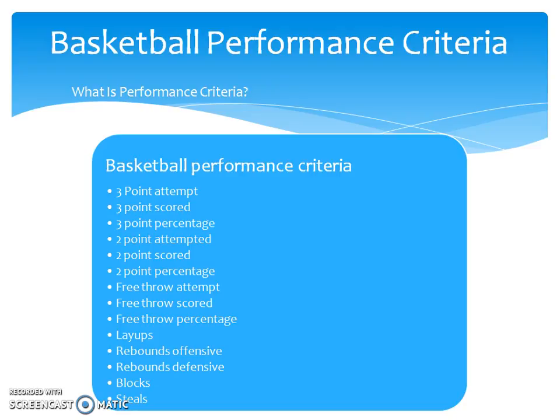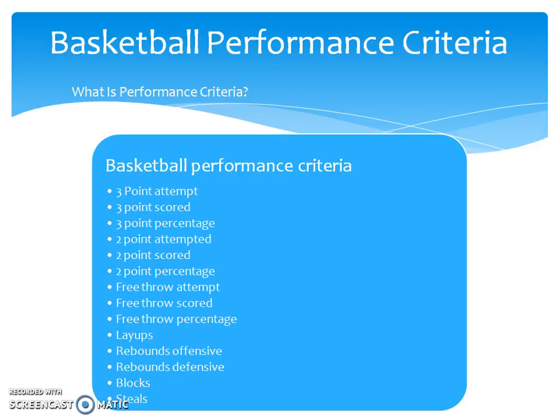So, performance criteria. Our basketball performance criteria were 3 points attempted, 3 points scored, 3-point percentage, 2-point attempted, 2 points scored, 2-point percentage, free throw attempted, free throw scored, free throw percentage, layups, rebounds offensive, rebounds defensive, blocks and steals.